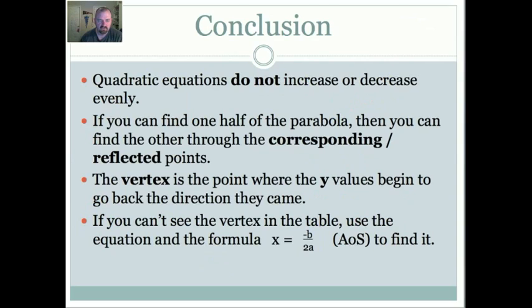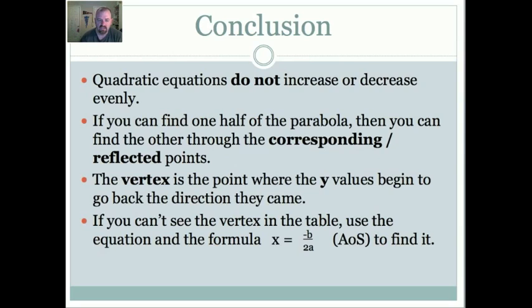Finally, in conclusion, a few notes. Notice that quadratic equations do not increase or decrease evenly. That's how you can tell. A linear equation would be going up the same difference. Quadratic equations follow a pattern, but they don't increase or decrease evenly. Second, if you can find half the parabola, then you can always find the other through the corresponding or reflected points. It's just important to know. Next, the vertex is the point where the y values begin to go back in the direction that they came from. So they're either going up, hit a point, and go down, or they're going down, hit a point, and go up.